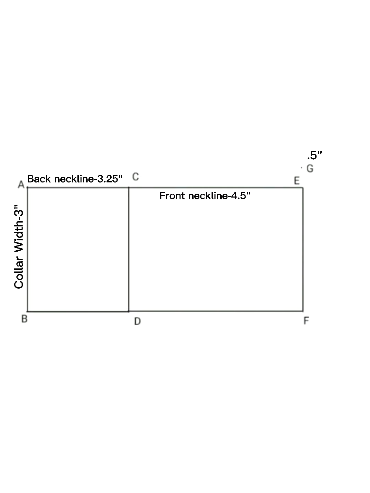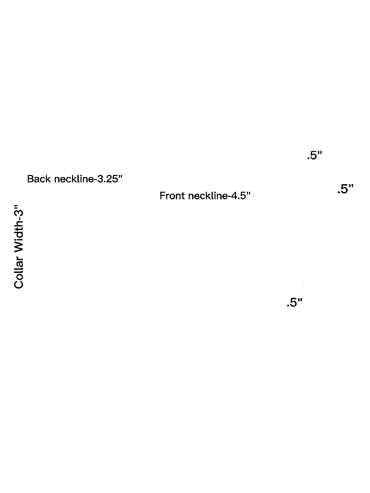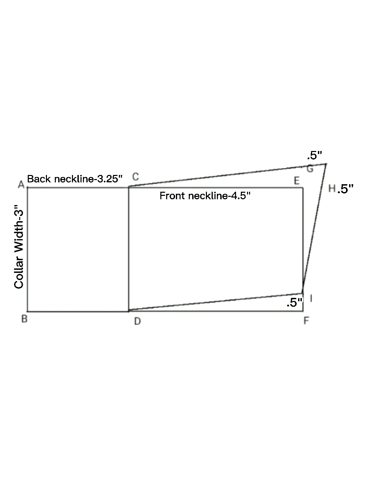From E, add 1/2 inch upwards and sidewards. And from F, add 1/2 inch upwards. Connect C through G by using hip curve, HI by ruler, and ID by hip curve. This is now your convertible collar.